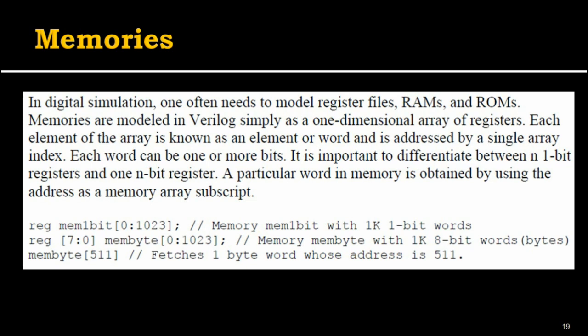Second one, reg [7:0] mem_byte [0:1023]. Here it is 1 kilobyte. This declaration represents 1 kilobyte, so the Verilog register can store 1024 items of 8-bit data. And mem_byte[511] indicates fetching the 1-byte word whose address is 511. The address is directly given to the memory byte.